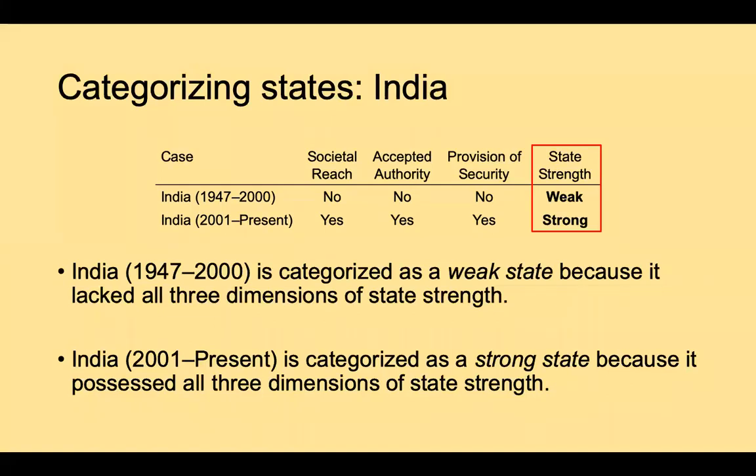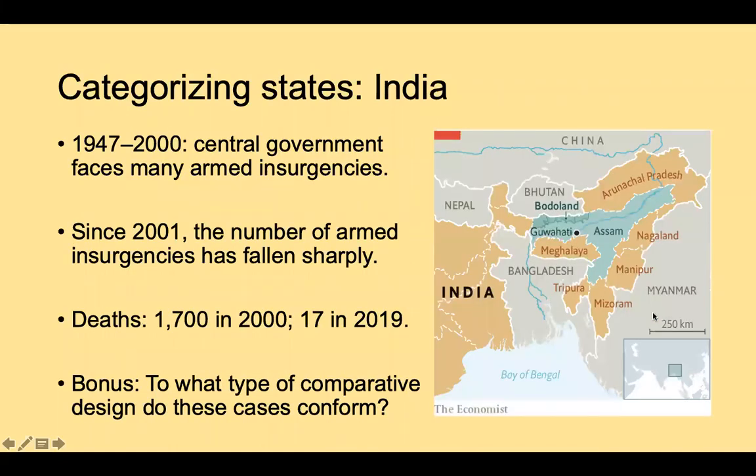Now, India from 2001 to the present is really categorized as a strong state because it possessed all three dimensions of state strength. And so easily, we see the contrast. Whereas between 1947 and 2000, all three dimensions were absent, they're all present from 2001 to the present day in the form of societal reach, acceptance of authority, and the provision of security. And so then we have these two different states, these two different outcomes in the case of India. These two temporal cases, as we call them, represent the variation in the outcome of interest, which is state strength.